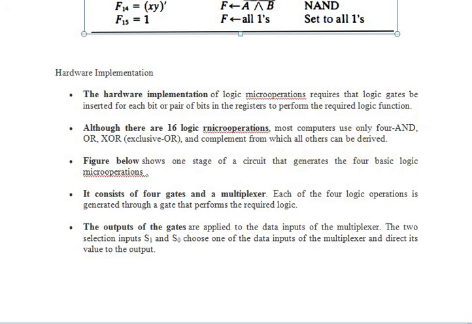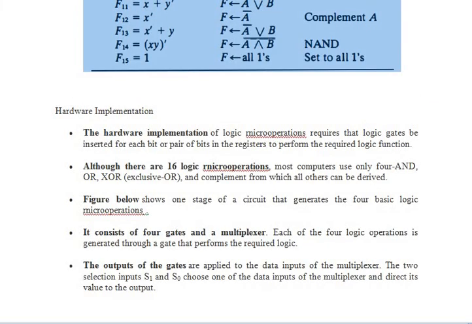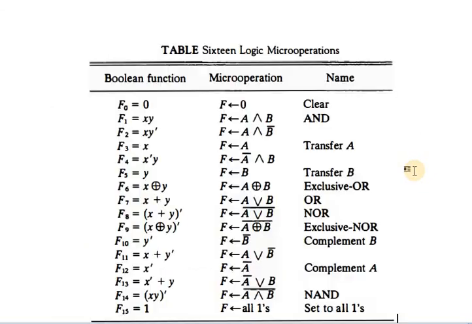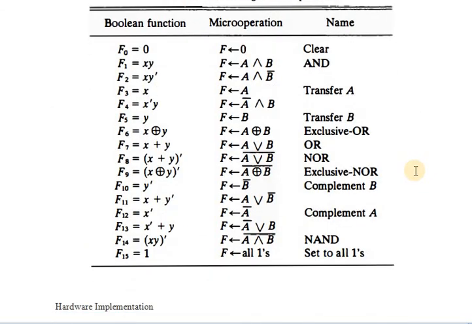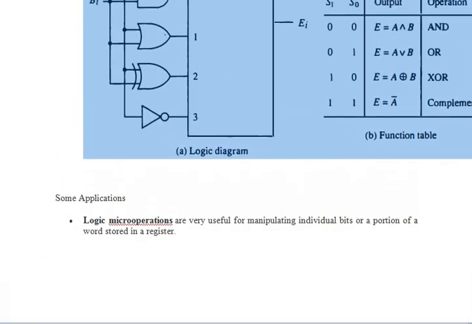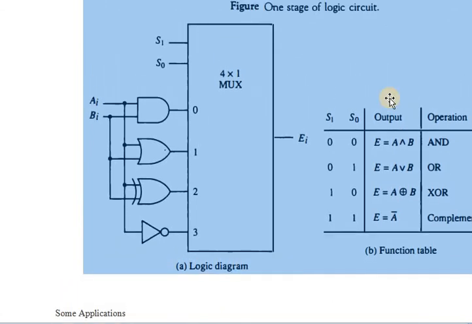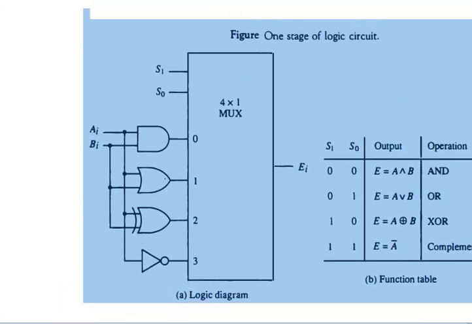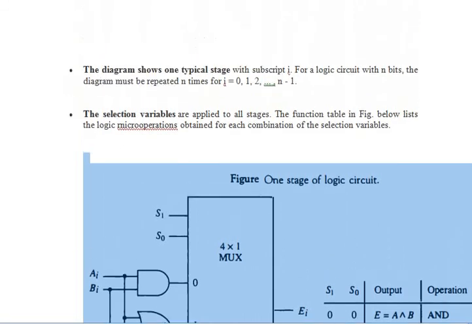So here, in the truth table we have 16 logic micro operations, but by using AND, OR, exclusive OR and complement, we can derive them using only 4 gates. We can derive these 16 logic micro operations. See here, this is one stage of the logic circuit. That is what they have shown here.